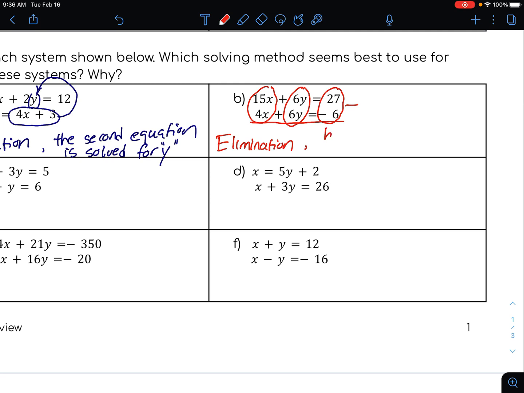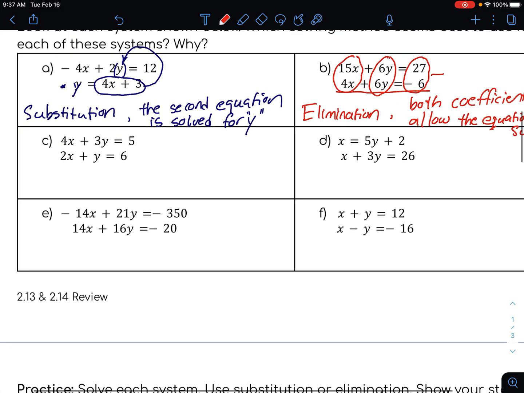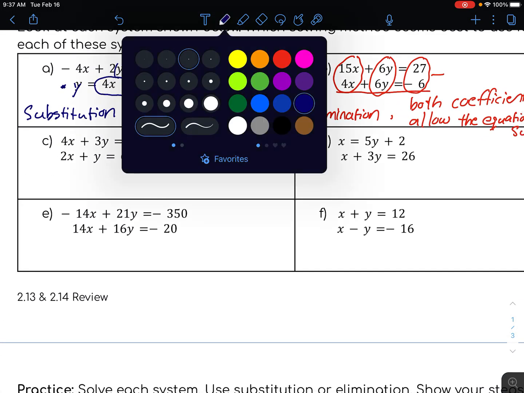So both coefficients, that coefficient is the number in front of the variable. So both equations for y allow the equations to be subtracted to eliminate a variable. Okay, and we don't have to solve these, we're just talking about what we would do.